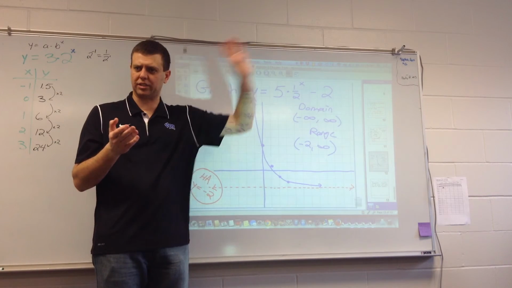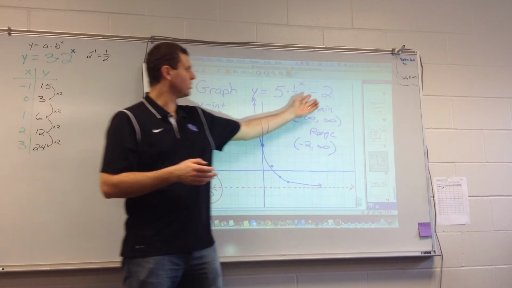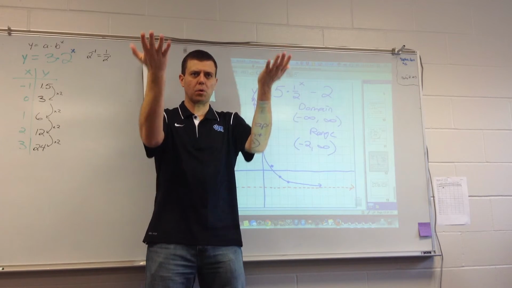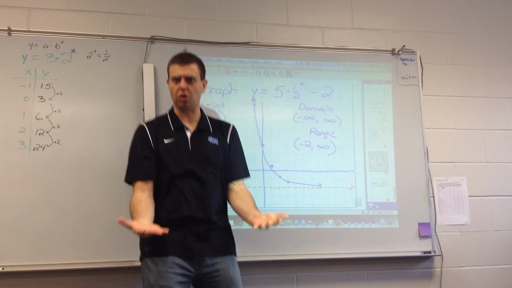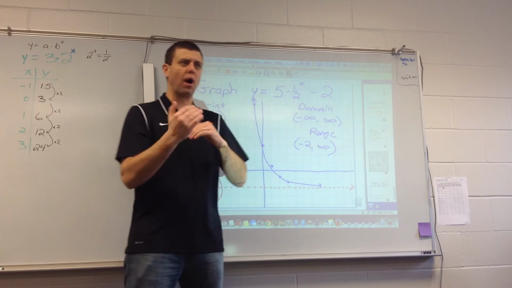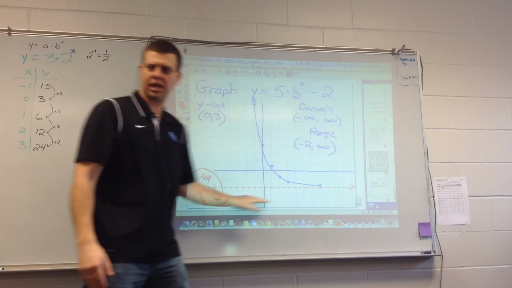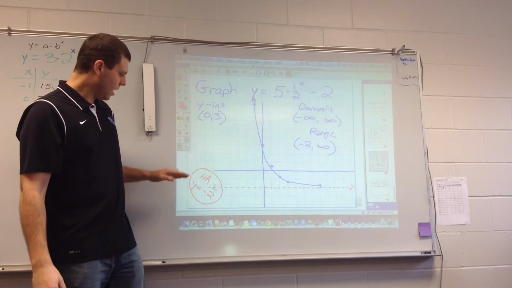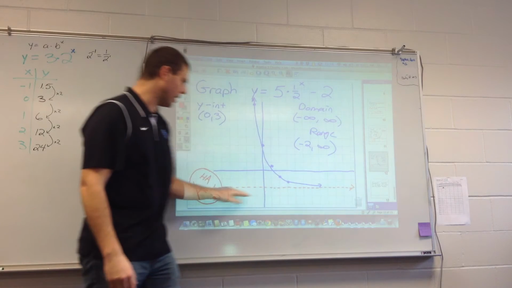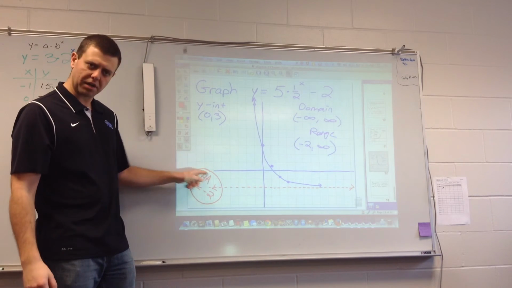Okay? Horizontal asymptote, which should make some sense too, because remember how I said they would always be at y equals 0 unless I put a number back there? Well, what does a -2 do to any graph? Shifts it down 2 units. So if your horizontal asymptote was at y equals 0 and you shifted it down 2 units, now your horizontal asymptote's at y equals -2. Okay? So I drew my horizontal asymptote at y equals -2, labeled it right here.